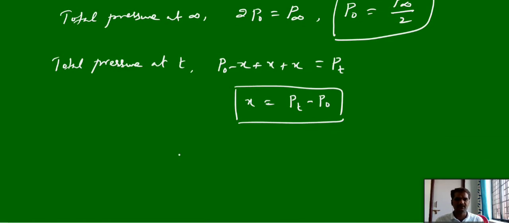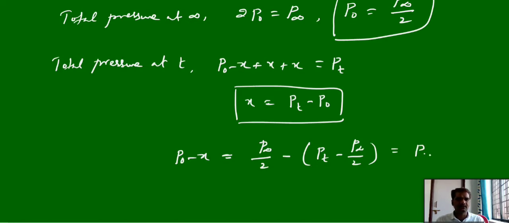Now first, from this you identify P naught minus x. What is the value? P naught means P infinity by 2, minus x. x means Pt minus P naught, where again P naught means P infinity by 2. That gives P infinity by 2 plus P infinity by 2 minus Pt. You will get P infinity minus Pt. So P naught minus x is equal to P infinity minus Pt, and P naught is there.